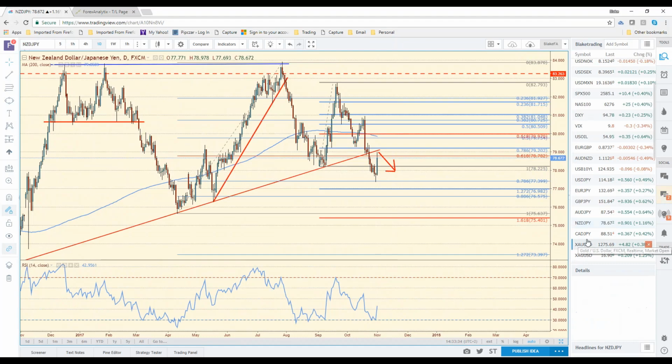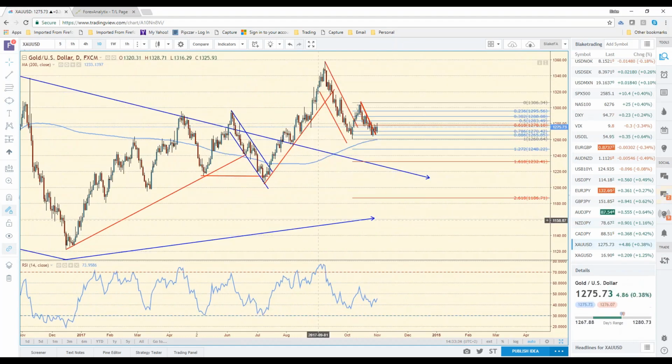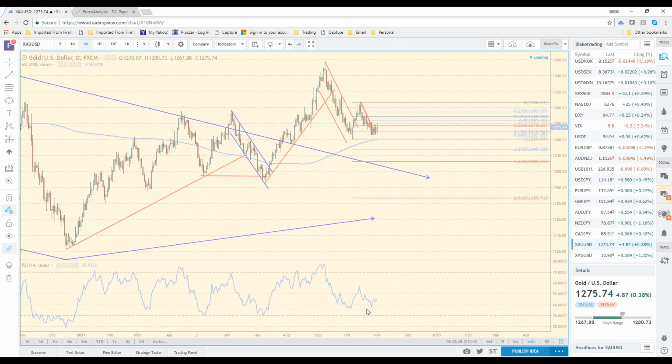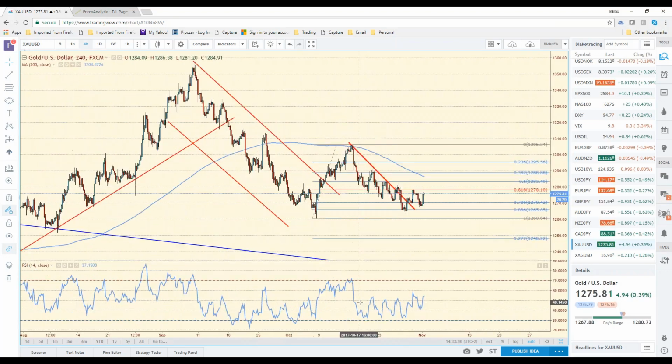And let's take a real quick look at precious metals. Okay, so here is gold. And because I want to leave all those crosses for Steve so he can answer some questions on those too.